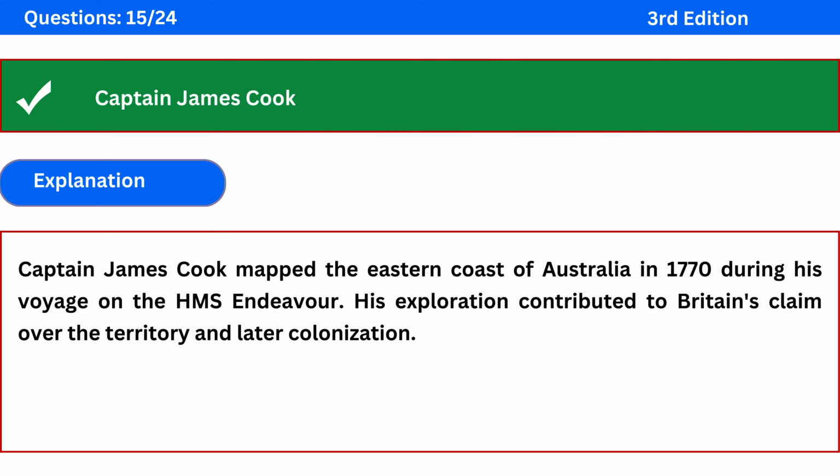The correct answer is Captain James Cook. Explanation: Captain James Cook mapped the eastern coast of Australia in 1770 during his voyage on the HMS Endeavour. His exploration contributed to Britain's claim over the territory and later colonization.